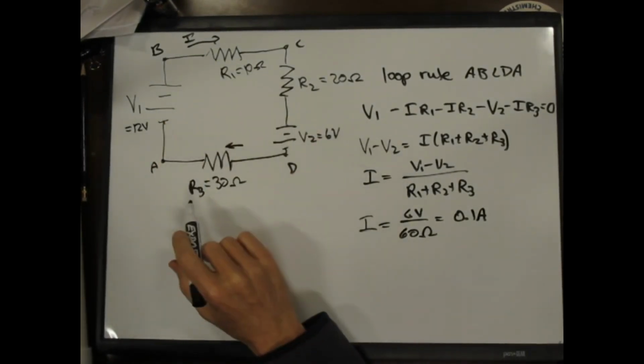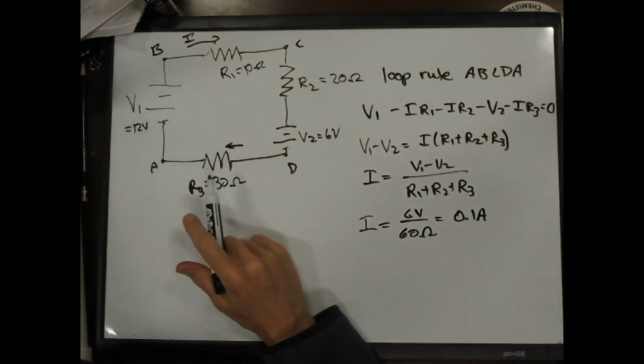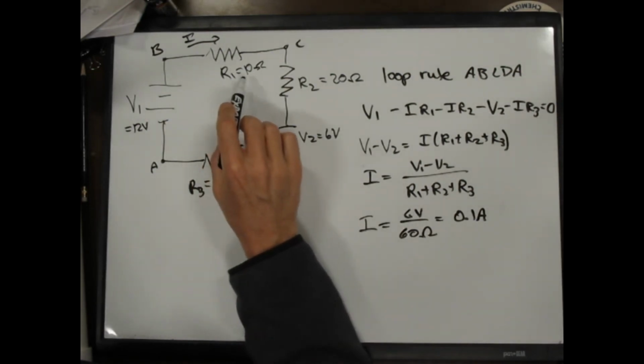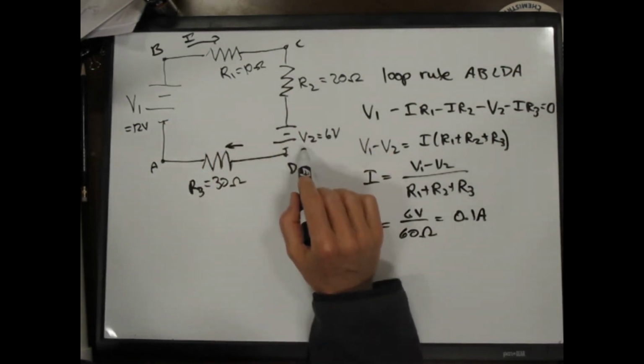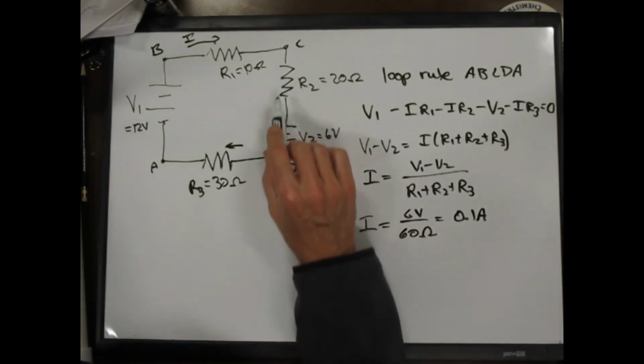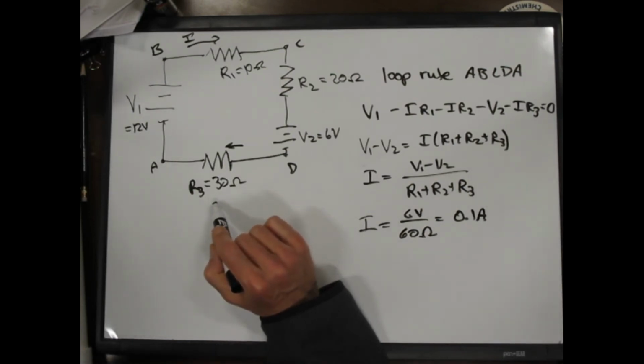So here's sort of a complicated loop, even though it's just one loop, to look at the loop rule. And so it's V1 is a 12-volt battery, R1 is a 10-ohm resistor, R2 is a 20-ohm resistor, V2 is a 6-volt battery pointing the other way. Its positive end is going the other way up the circuit versus V1. And finally, R3 is a 30-ohm resistor.